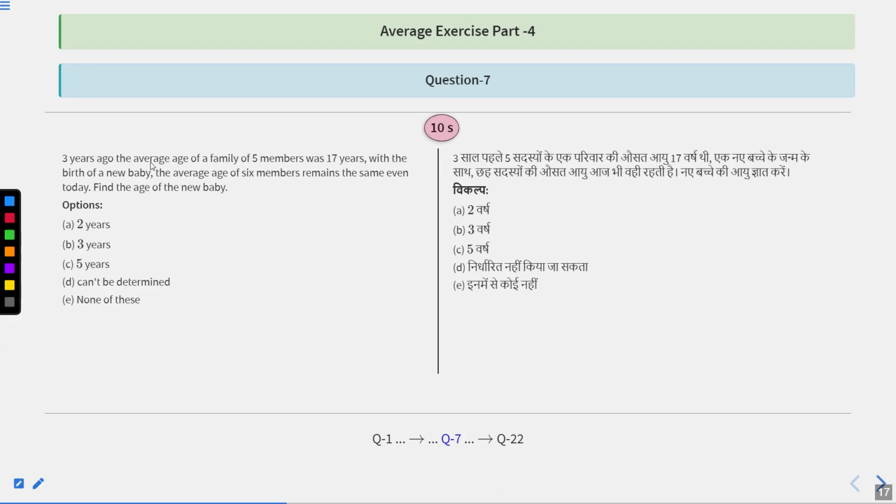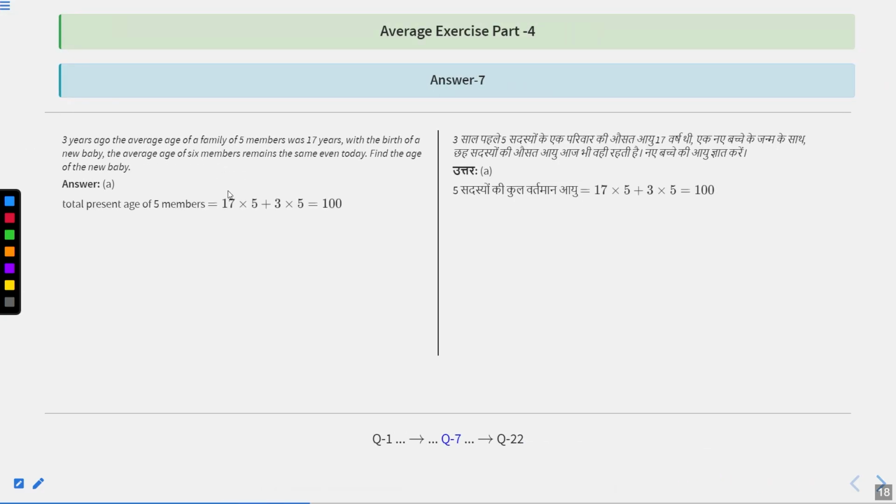3 years ago, the average age of a family of 5 members was 17 years. With the birth of a new baby, the average age of 6 members remains the same even today. Find the age of the new baby. You have 5 options and 10 seconds to analyze the question. Your time starts now. Now time's up. Let's see the solution.